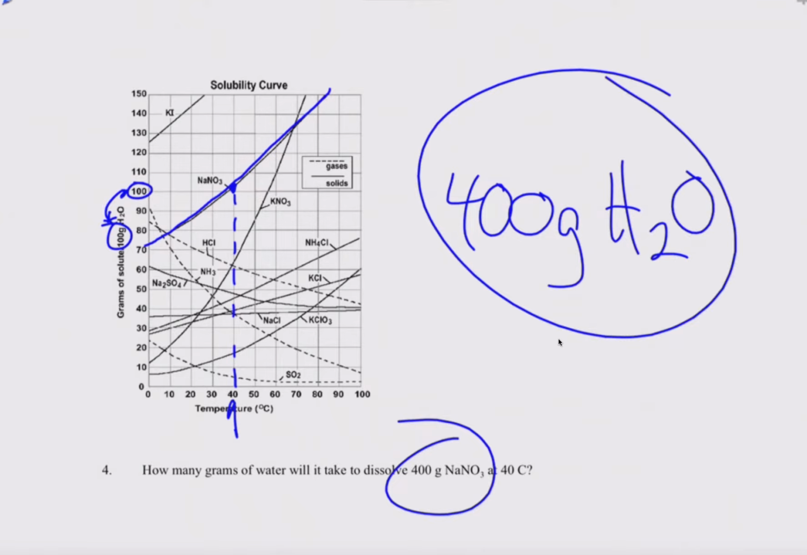And that's the answer to that one. So 4 times as much as could be dissolved in 100 grams of water means I'd need 4 times as much water, 400 grams of water.